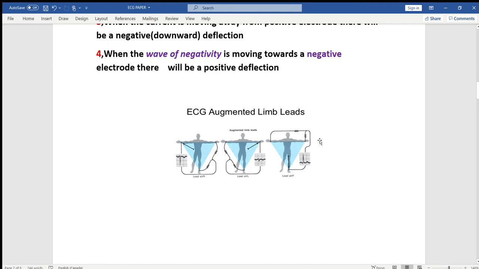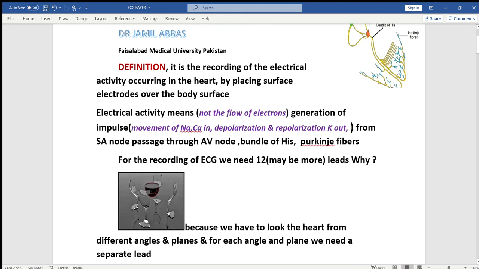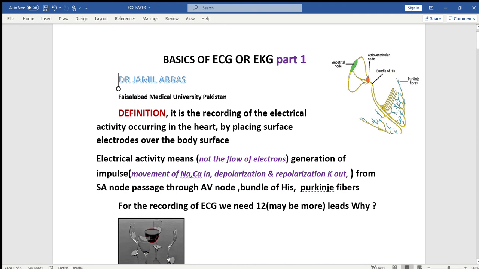Dear students, this was all about the leads, and in the next video we are going to look in more detail at all of these. In part two we will see the different parts of the ECG, and then we will also see the details of the ECG paper.